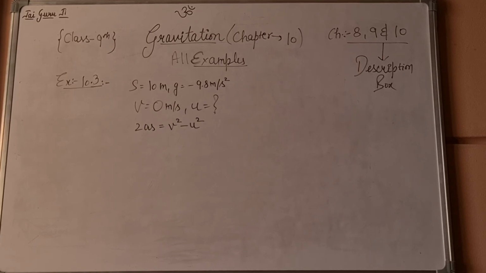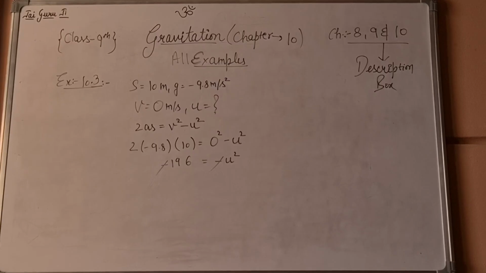So I have to use the third equation of motion, that is 2as equal to v square minus u square, where v is the final velocity, u is the initial velocity, a is the acceleration and s is the distance. So we have to substitute all the values here. So now u square is equal to 196, because 2 into 9.8 into 10 is 196 and minus has cancelled out each other from left and right. So u is equal to under root 196, that is 14 meter per second.